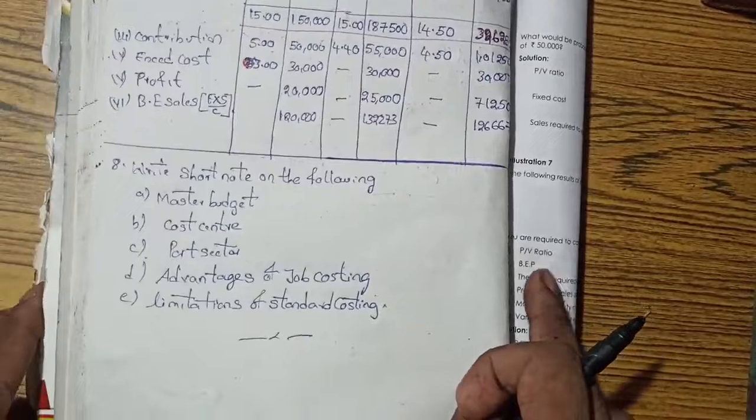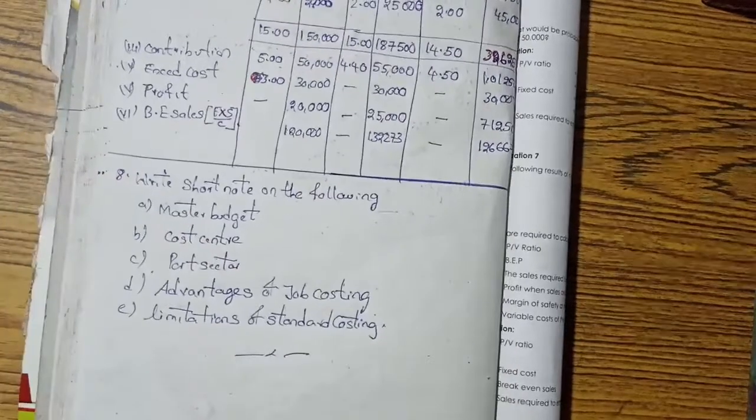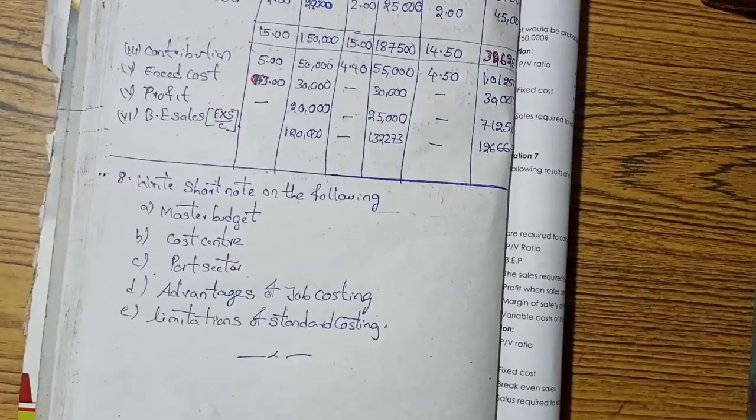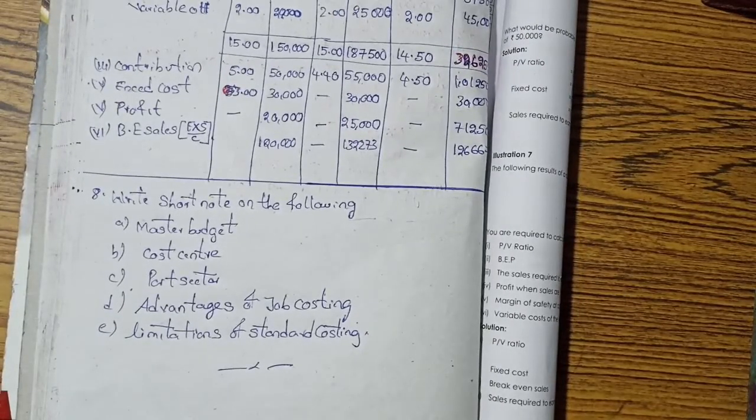And last but not least, we conclude this video. Write short notes on the following. These are the theory questions. Master budget, refer to budget and budgetary control. Cost center, refer to study note number 1, and port sector, refer to operating costing. Advantages of job costing and limitations of standard costing. These are the questions given. Write any short note on the following.